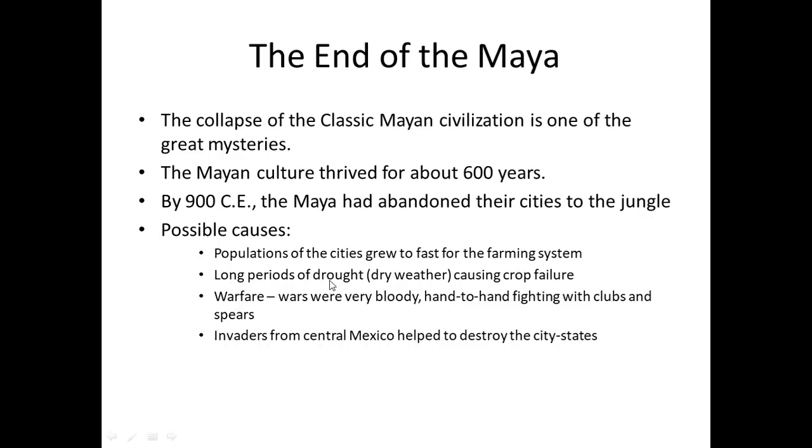And then, long periods of drought. It means their crops failed to grow, so it causes famine. Famine means rampant hunger. For a long time, merong starvation. And then warfare. Wars were very bloody, hand-to-hand fighting with clubs and spears. And then they were invaded also by people from central Mexico. So nawala ang kanilang magandang civilization.